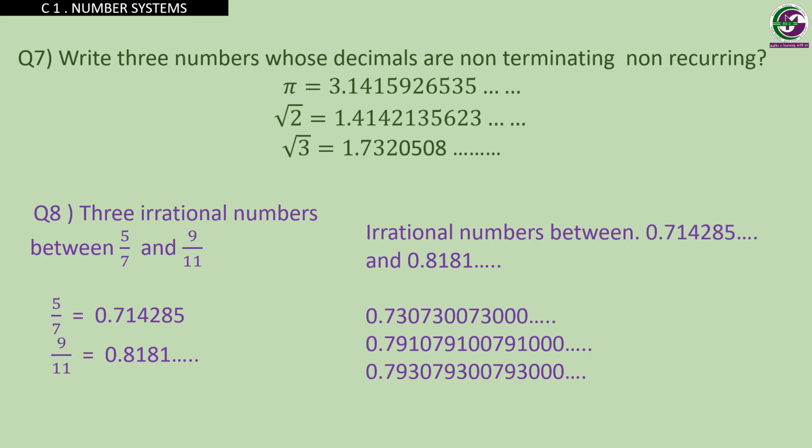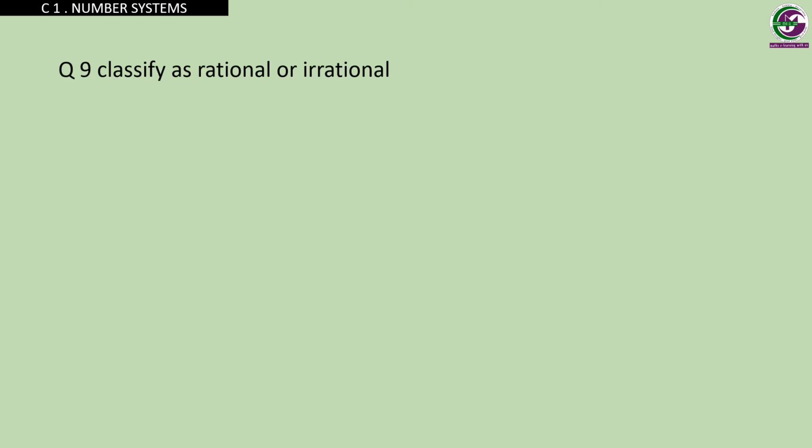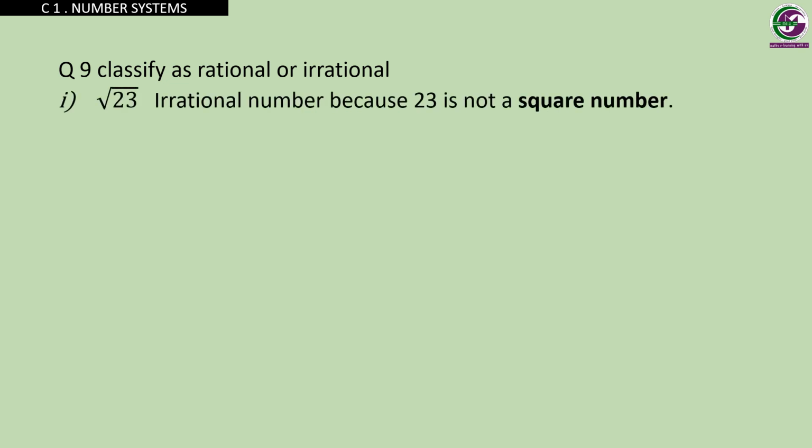Great. Let's move on to the last question. Classify the numbers as rational or irrational numbers. This, you are perfect with that now. Here you see root 23. Root 23 is an irrational number because 23 is not a square of any number. If it was 25, you can say 5 power 2 is 25. So this is irrational number.